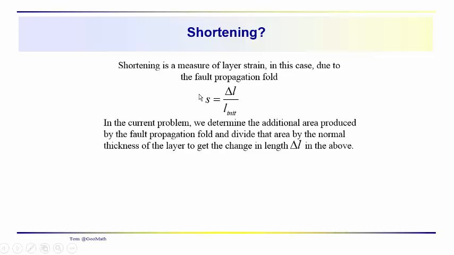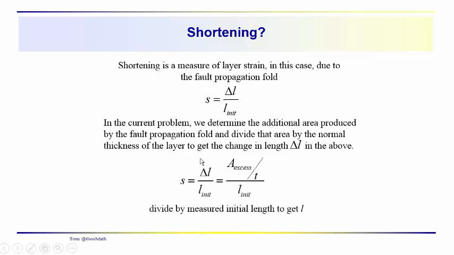Now the shortening is a measure of layer strain, and in this case we're trying to determine the strain associated with the excess area produced by the fault propagation fold. Strain in general, and this would be shortening as opposed to elongation, so we're using an S instead of an E, would be delta L over the initial length. We're determining the additional area produced by the fault propagation fold, then we divide that by the normal thickness of the layer to get the change in length, this delta L here.